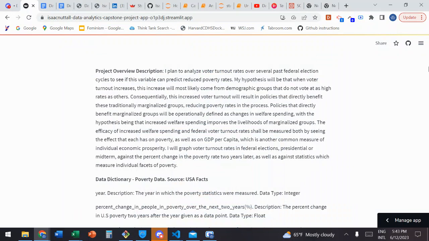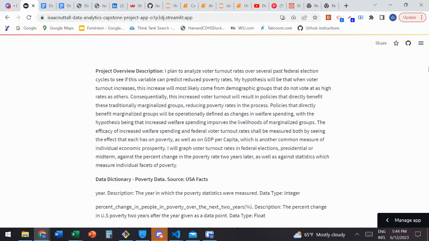I am still deeply passionate about politics and civic issues, which is why I chose to base my capstone project around the intersection between voter turnout rates and economic prosperity. At the beginning of this project, I came up with the hypothesis that increased voter turnout, particularly at the federal level, brings more attention to the needs of marginalized groups. Politicians would thus be inclined to pursue policies that favor their newfound constituencies, boosting economic growth and reducing poverty.